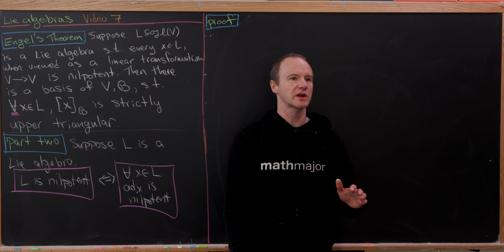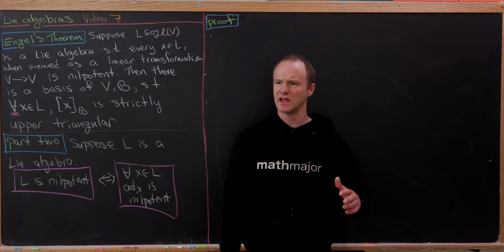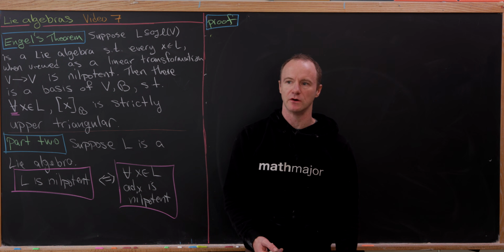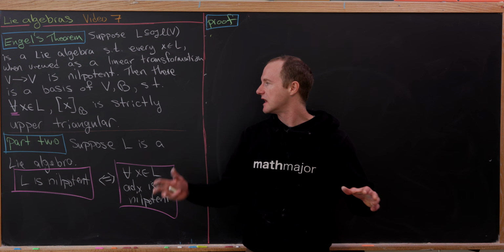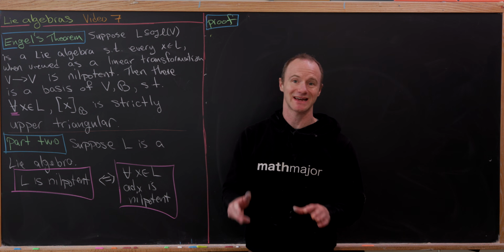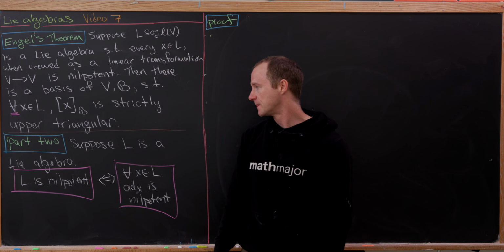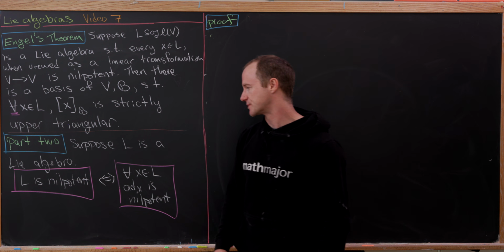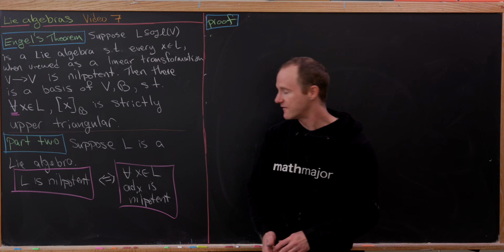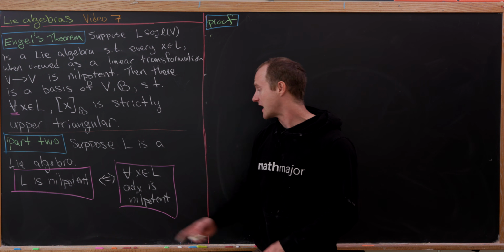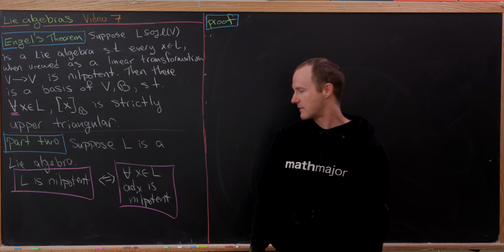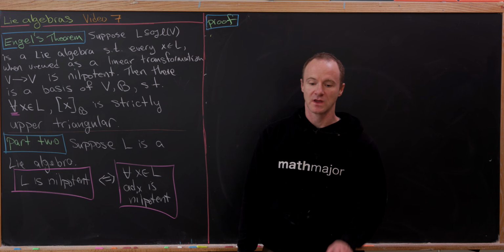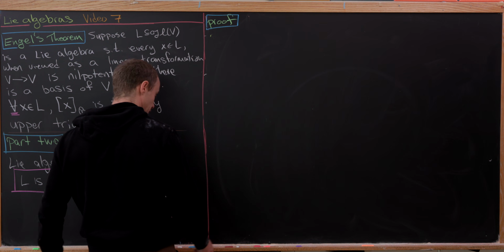So today we've been working with nilpotent maps, and in a previous video we also worked with nilpotent Lie algebras. And the second version of Engel's theorem ties these two together. It says that if we've got a Lie algebra L, L is nilpotent if and only if for every element x of L, its adjoint map is nilpotent. Okay, so let's see if we can prove this.